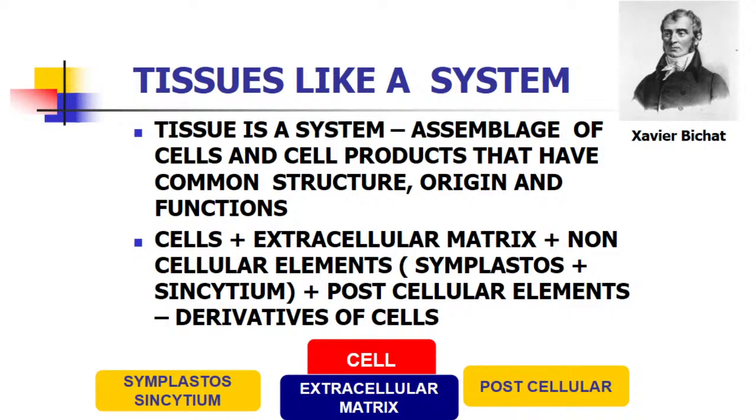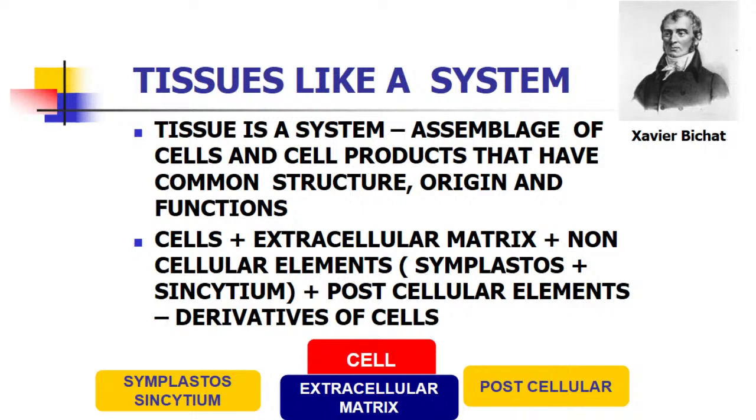In terms of modern histological knowledge, a tissue is a system, an assemblage of cells and cell products that have common structure, origin and functions. That definition comes from the old phrase of Xavier Bichat, one of the famous histologists and founder of histology as a science.